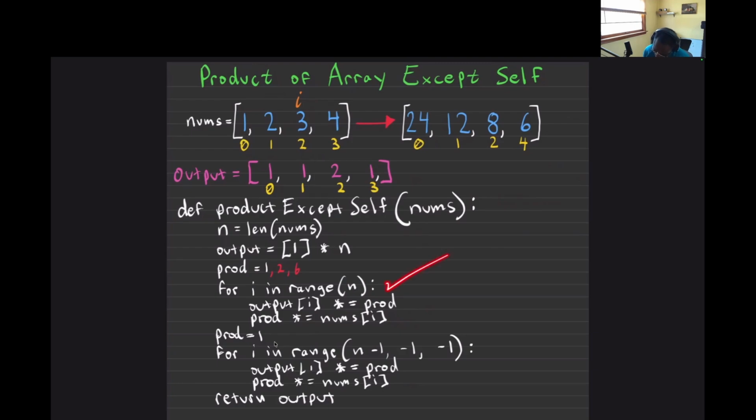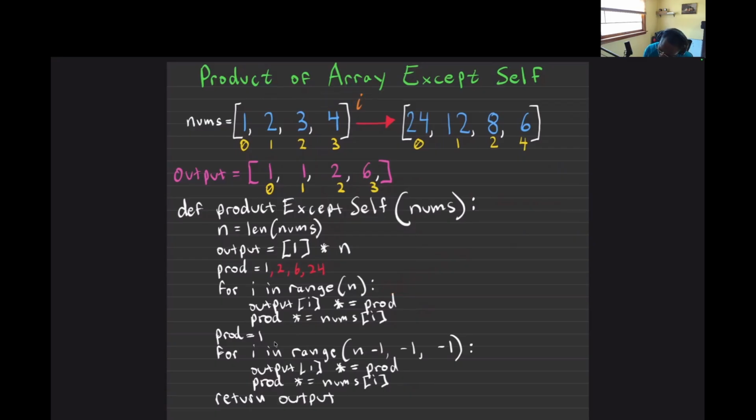Now we're back inside this loop. So then we get here, output of I times equals prod. So output of 3 times equals prod, which is 1 times 6. This becomes a 6. And then prod times equals nums of I. So this 6 times equals nums of I gives us a 24, and we finish this for loop.